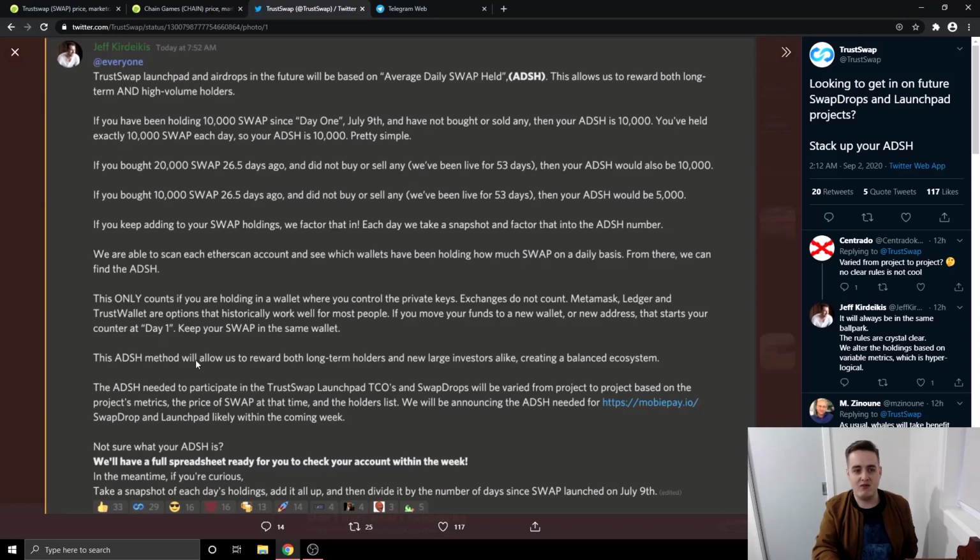This ADS method will allow us to reward both long-term holders and new large investors alike, creating a balanced ecosystem. And then obviously, as you can see right here, the ADSH is needed to participate in the TrustSwap Launchpad, TCOs and swap drops in the future, and this will be with a load of different products and the price of swap at the time of the holding for the list. All of this is going into the different metrics, into how they are factoring in how this is going to work, how they've found out the average daily swap held, and how they're making their decisions going forward.